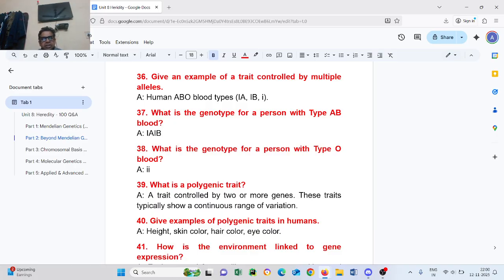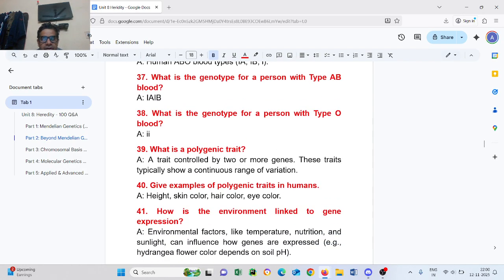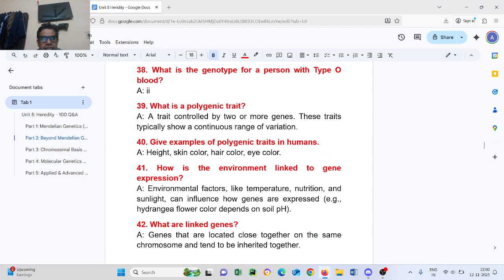These traits typically show a continuous range of variation. Give an example of a polygenic trait in humans. Height, skin color, hair color, and eye color are examples of polygenic traits in humans.